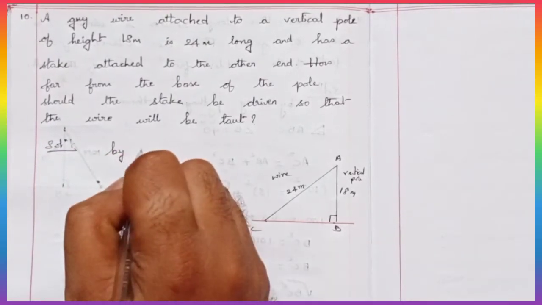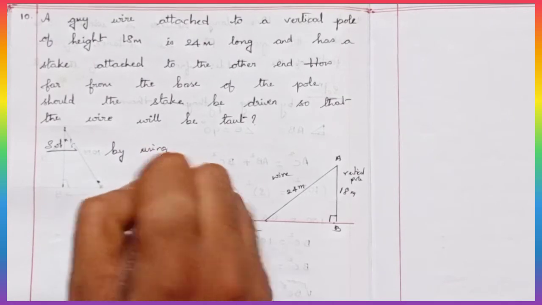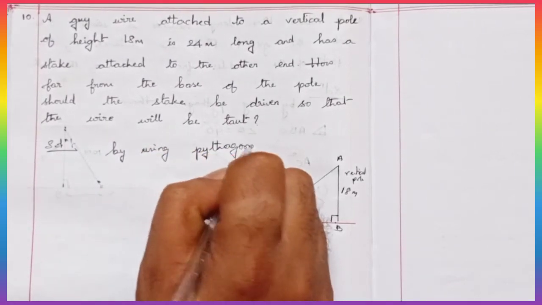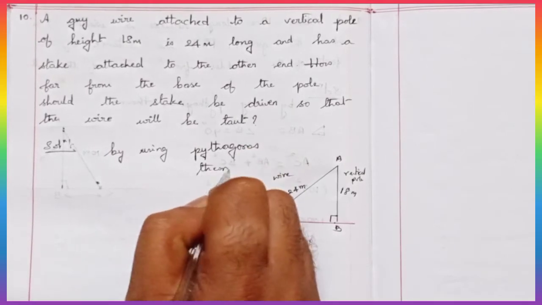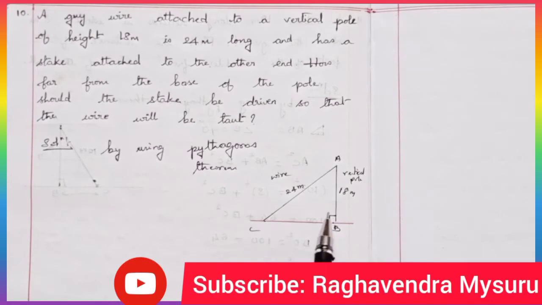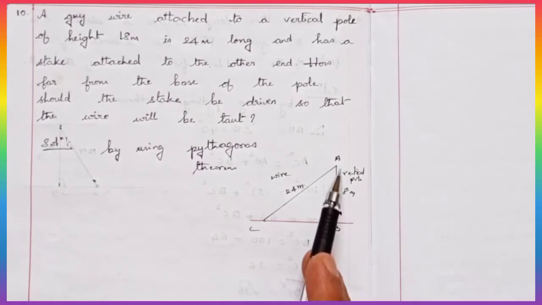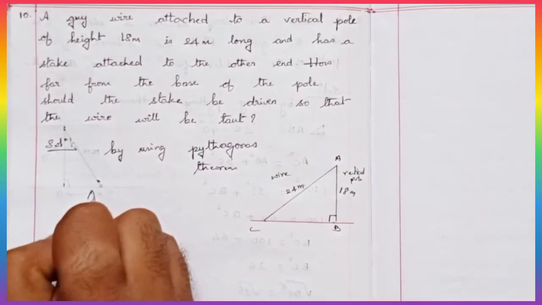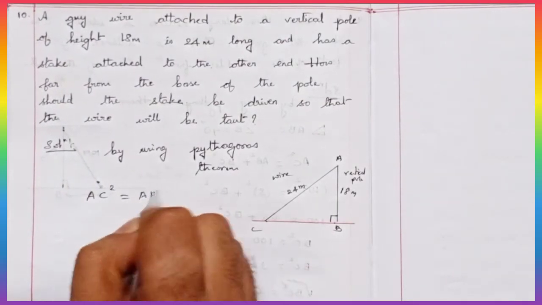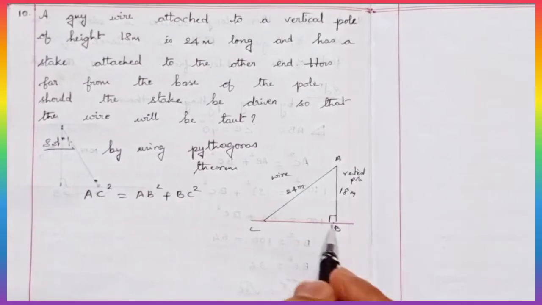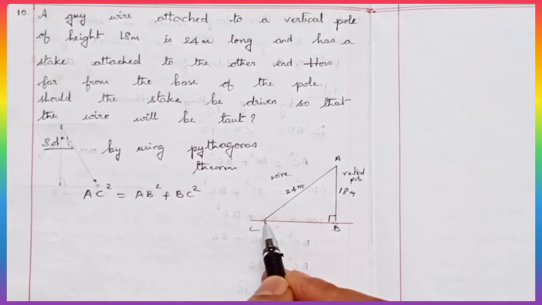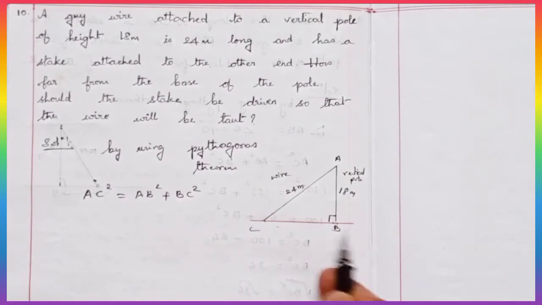By using Pythagoras theorem, we know that in a right angle triangle, the square of the larger side is equal to the sum of the squares of the other two sides. So AC is the larger side. We can write it as AC square is equal to AB square plus BC square. What we need to find out is the length of BC. So this length is nothing but the distance between the stake and the base of the pole.